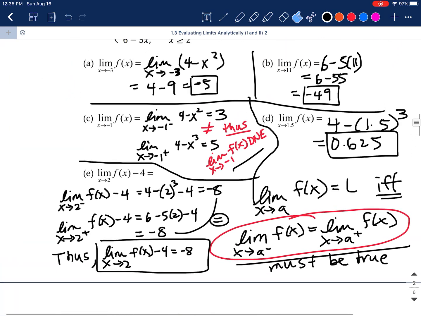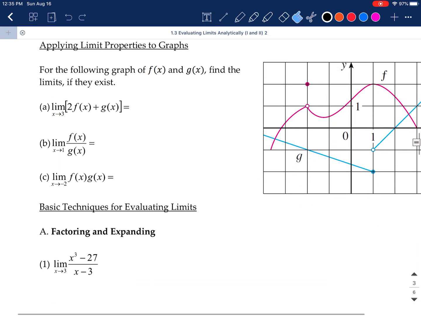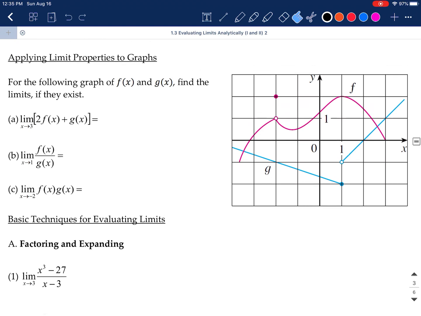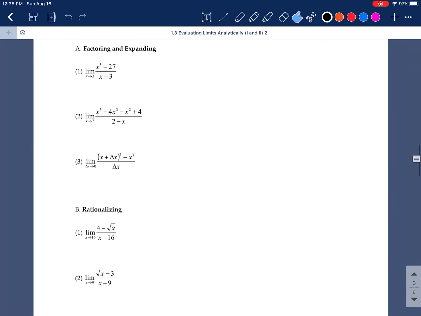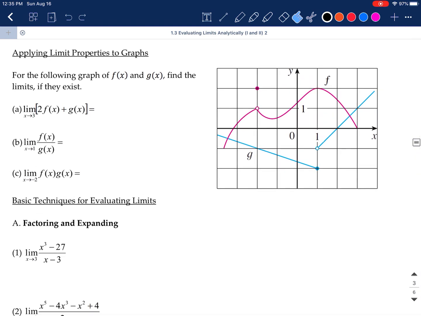Okay, so again, sort of an intro to using that limit notation in your work. Make sure that you show this in your work, the left and right hand limits equaling each other, if you have a piecewise function or if you have a known discontinuity in your graph. Okay. So let's go ahead and look at some graphs. We've got a couple of graphs here. I think we'll pause the video here and we'll do the next part together, starting with applying limit properties to graphs.